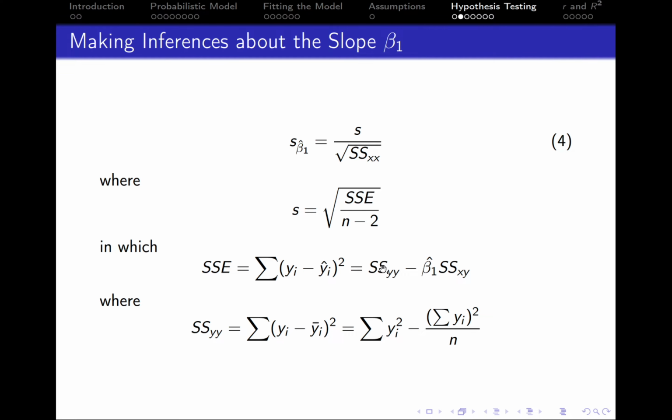Or we can also calculate it as SS of yy minus beta 1, the estimated beta 1, multiplied by SS of xy. And to get SS of yy, we will use this formula. So we have two formulas. The first formula is the sum of squared differences between the actual value of y and its sample mean. And the second possibility is to take the sum of squared values of y and subtract the squared sum of y's divided by n, which is the sample size.